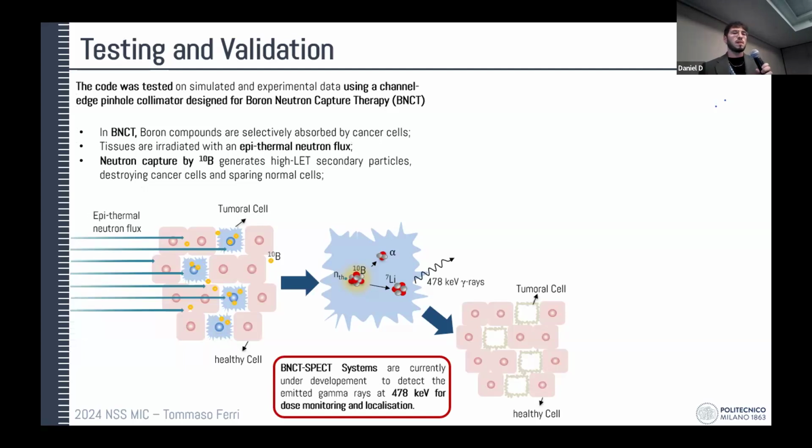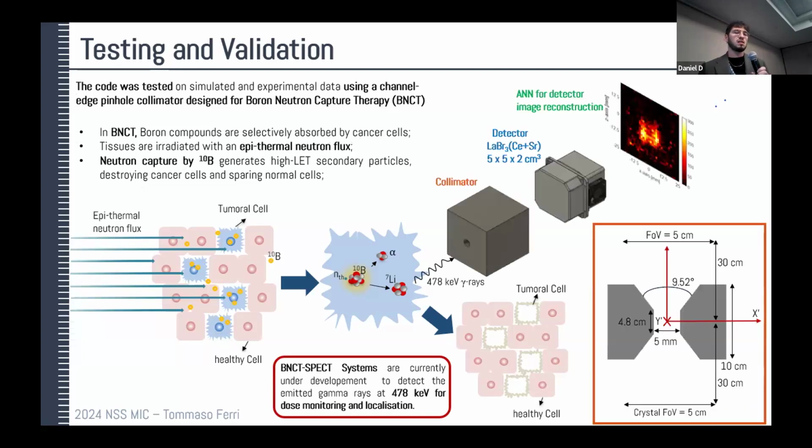So the SPECT system that we are proposing is based, as I told before, on a channel edge collimator with a 5 millimeter diameter channel and a 4.8 centimeter depth. When a gamma is passing through the collimator, it is detected by a gamma module that we made in our lab based on a lanthanum bromide scintillator crystal, and the light emitted by the impinging of a gamma ray is detected by a matrix of silicon photomultipliers that are fed to a neural network for detector image reconstruction. So that's how we acquired the projections.